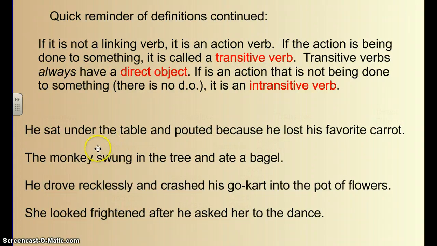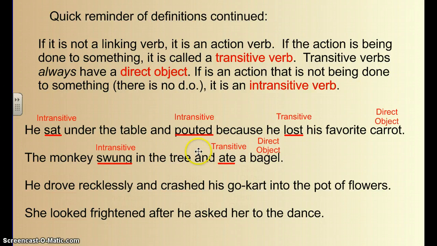So in this sentence right here, he sat under the table and pouted because he had lost his favorite carrot. I have three different verbs, sat, pouted, and lost. Both sat and pouted are intransitive because they're not being done to anything, where lost is what he did to his carrot, which means that is a transitive verb. The following sentence, the monkey swung in the tree and ate a bagel. Swung and ate are both my verbs, but swung is intransitive, he's not doing it to anything. The bagel, however, is getting eaten, therefore it is receiving the action.